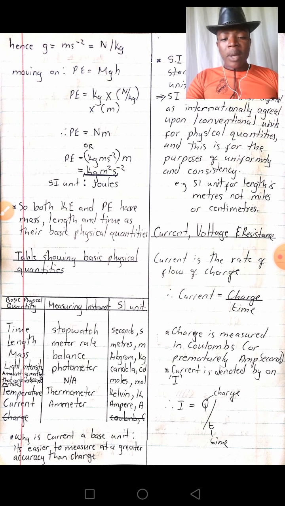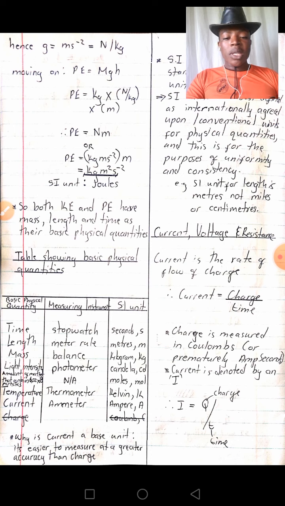Light intensity is measured by a photometer, and the SI unit for light intensity is candela, denoted by small letters cd. Amount of substance contains 6.02 times 10 to the power 23 particles. It has no instrument that measures it. It can only be calculated, and its answers are given in moles, denoted by small letters mol.